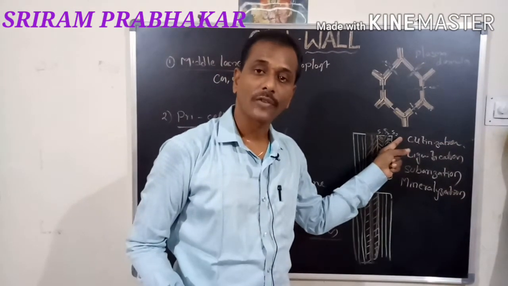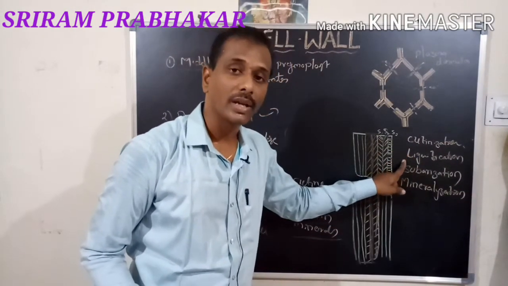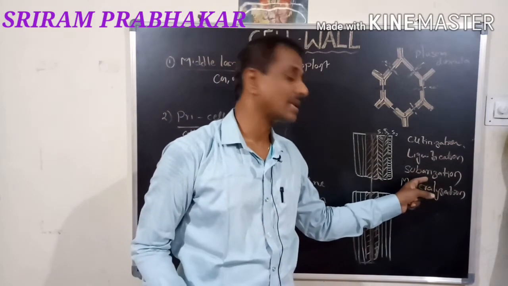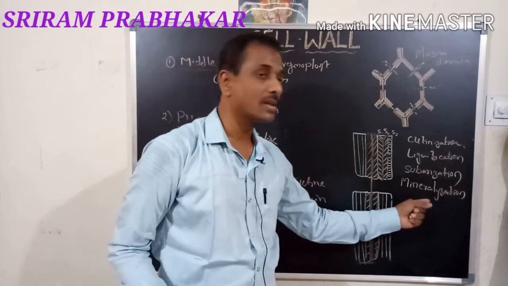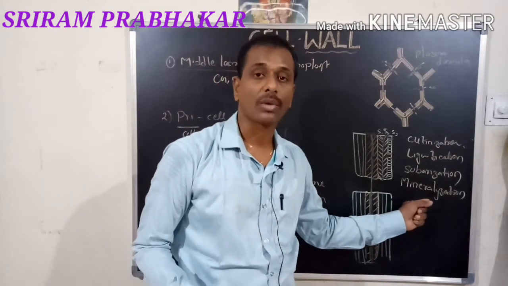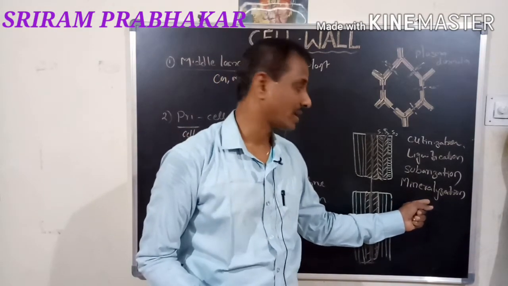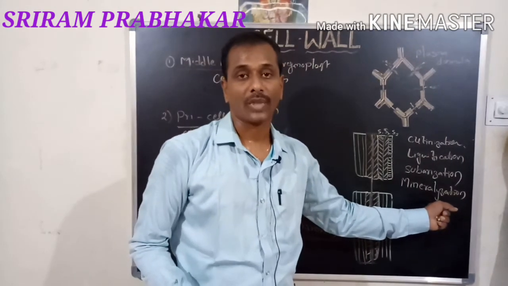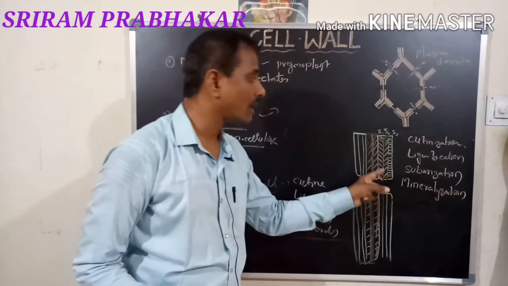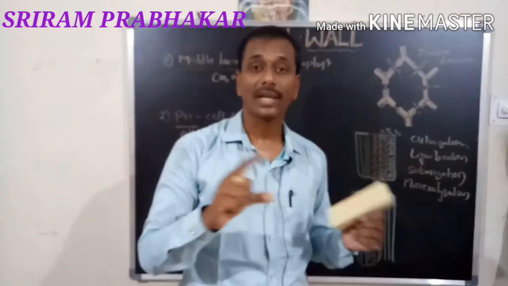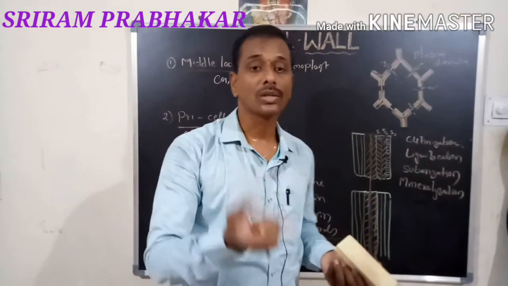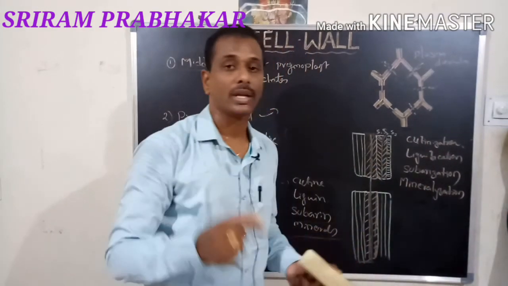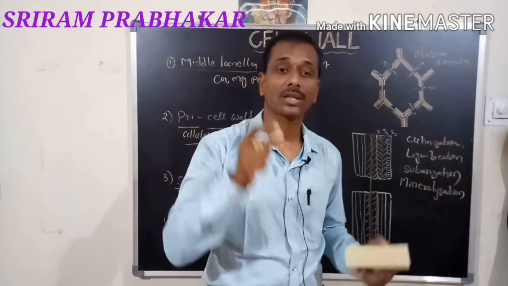Due to the presence of cutin, cutinization; due to the presence of lignin, lignification; due to the presence of suberin, suberization; due to the presence of minerals, that means crystals like calcium carbonate and calcium oxalate, it is called mineralization. So that means the secondary wall contains not only cellulosic material, non-cellulosic materials are also present. Due to the formation of this material, it is very thick and very strong.